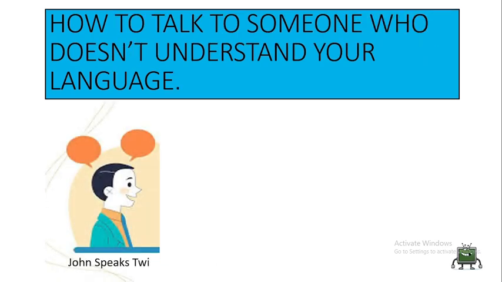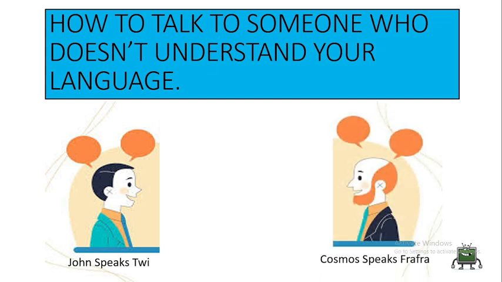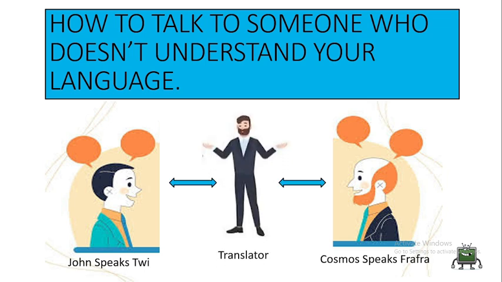So let's say John speaks Twi, and then we have Cosmos who speaks Fafra. John would want to talk to Cosmos, and Cosmos doesn't understand Twi, and John doesn't understand Fafra. So how can these two individuals talk to each other? With this, they will need someone called a translator.